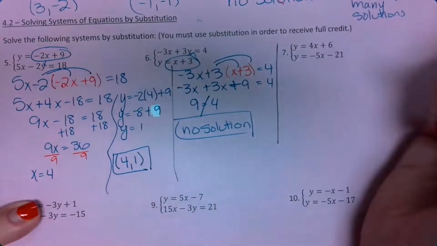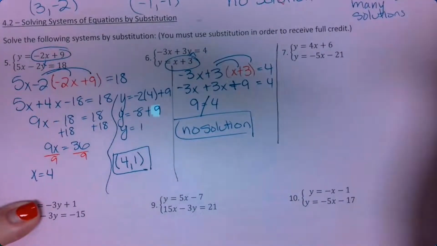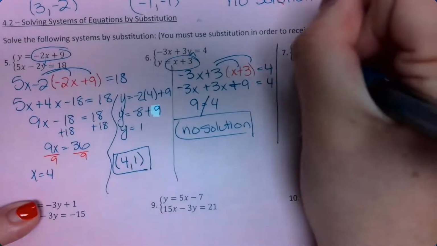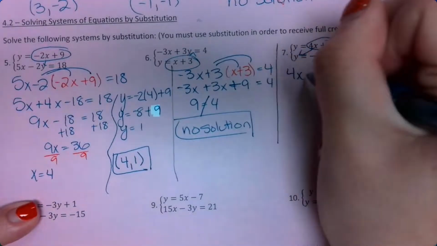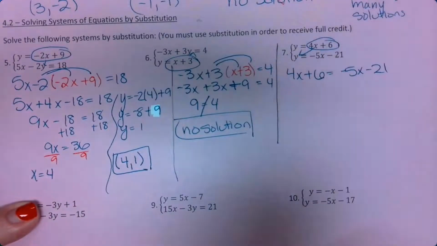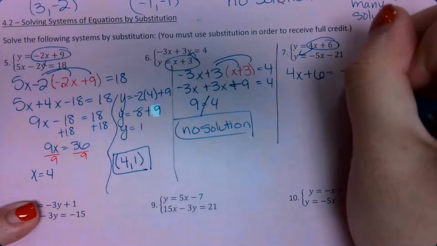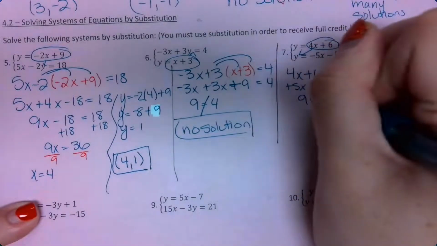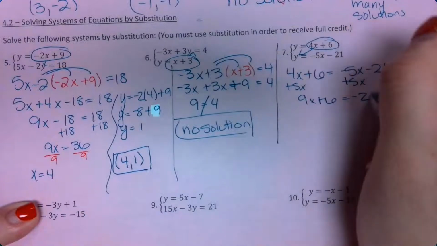So on y, because they both equal y, I want to set them equal to each other. I'm going to plug this in for that y. So I have 4x plus 6 equals negative 5x minus 21. Then I want to get all of my x's over to the same side, so I'm going to add 5x to both sides. I get 9x plus 6 equals negative 21.